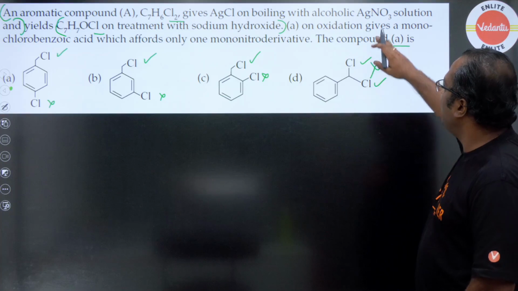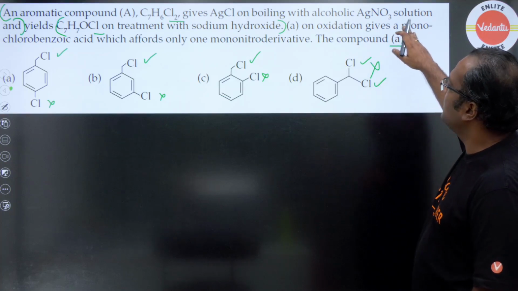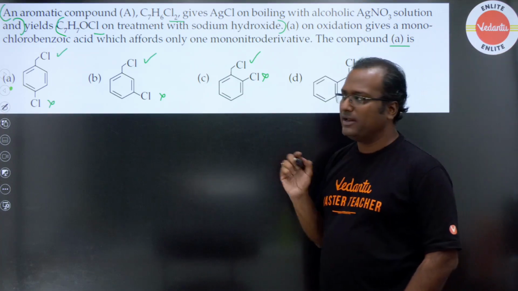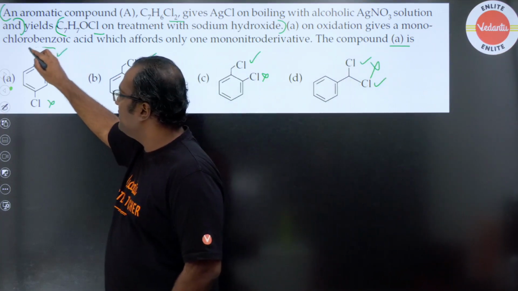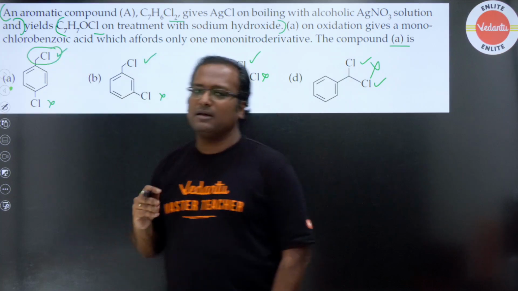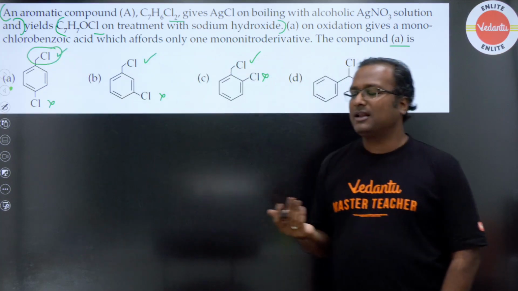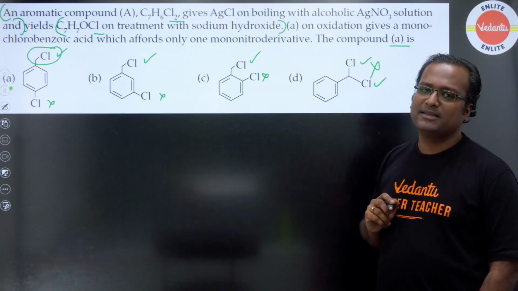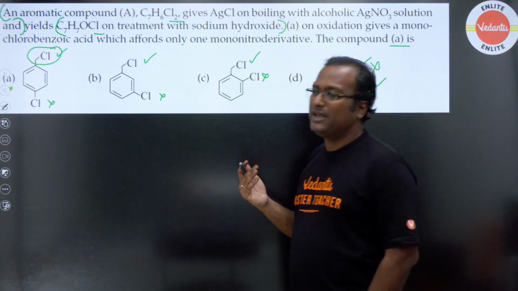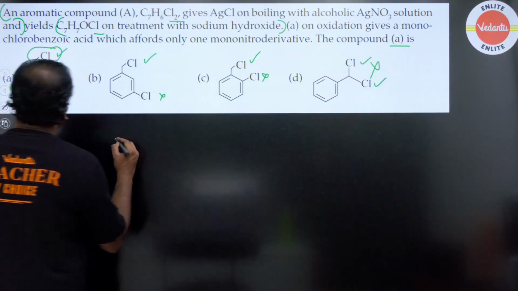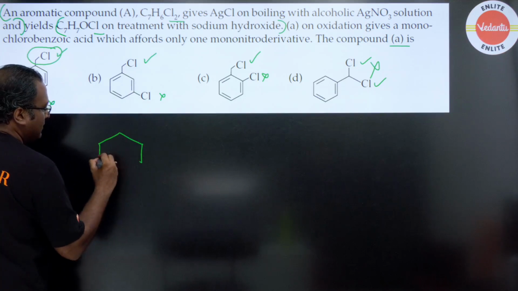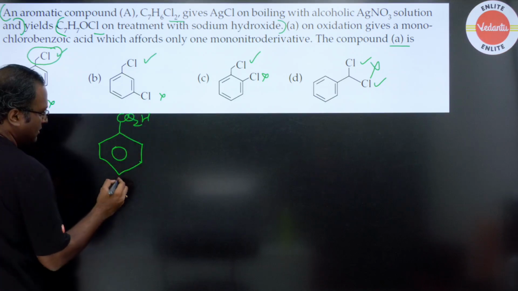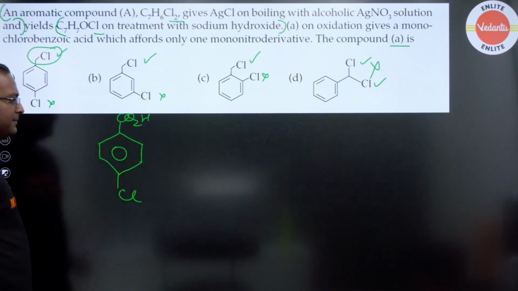Now he says A on oxidation gives a monochlorobenzoic product which can give only one nitro derivative. We know that whenever we have an alkyl group and we react it with alkaline KMnO4 or K2Cr2O7, the part circled here gets oxidized and converted to CO2H. So in option A, the alkyl group on the top gets converted to CO2H. The group here remains as it is.